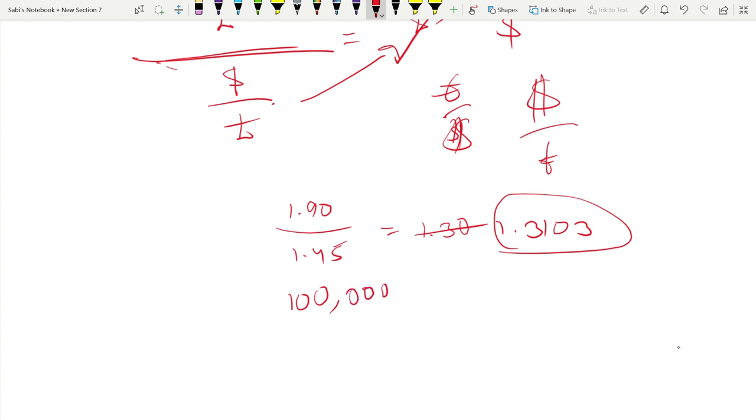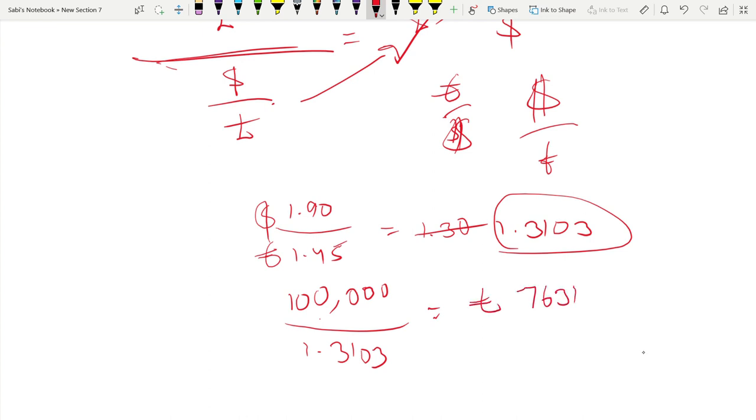Is this rate in dollar or in euro? First find out. This is dollar. This is euro. This is 100,000. Do you divide or multiply? You divide, and the amount that you get is in euro.